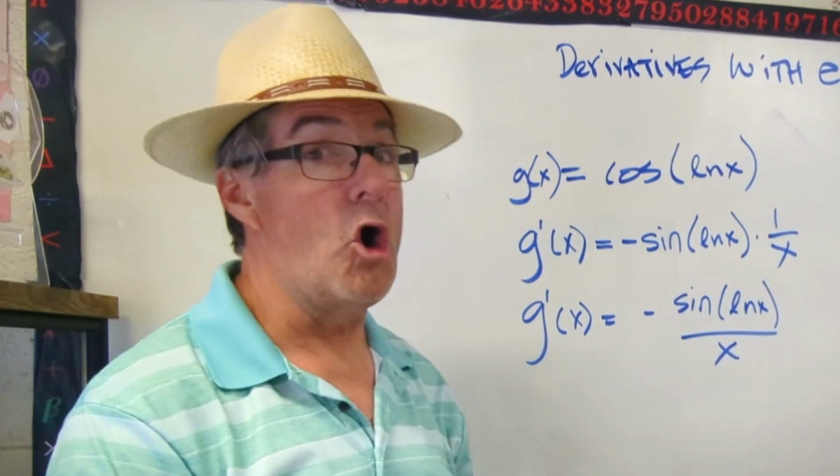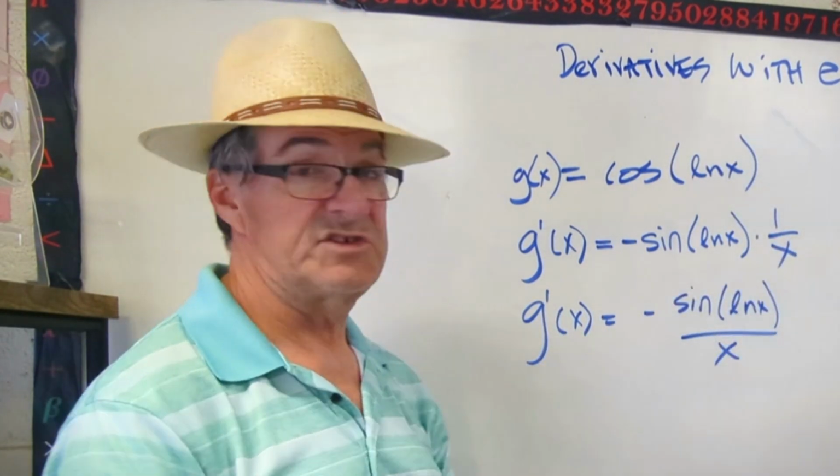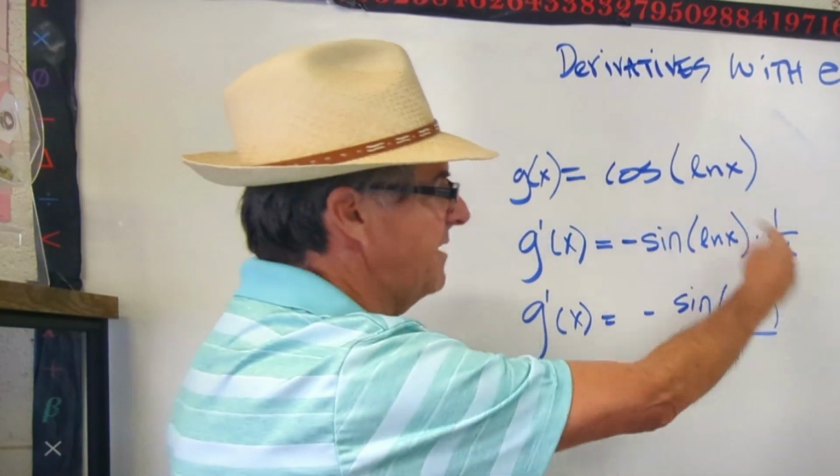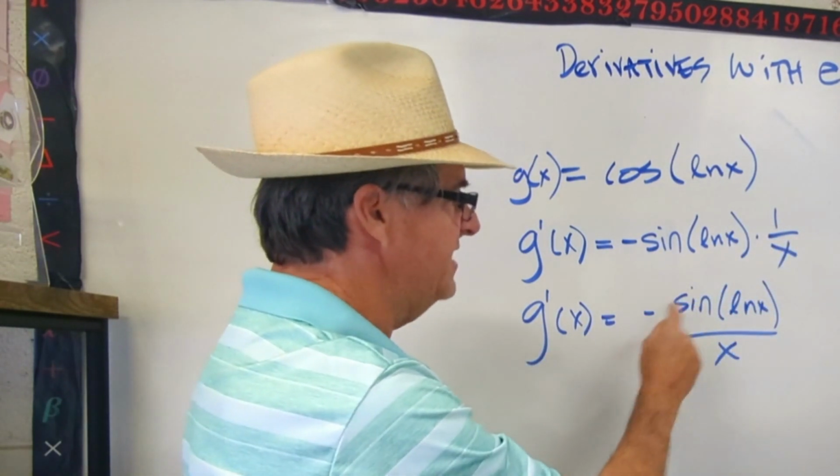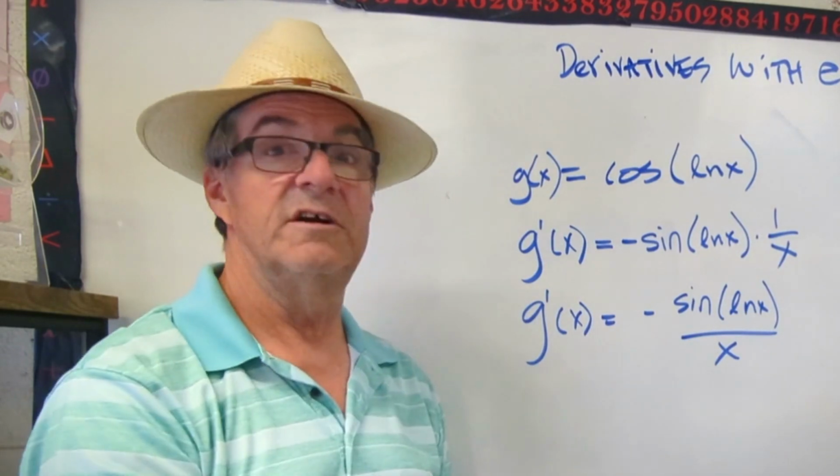I simplified it only slightly. These are very much equivalent answers, but I like my fractions to be more compact. So this is minus sine natural log of x over x.